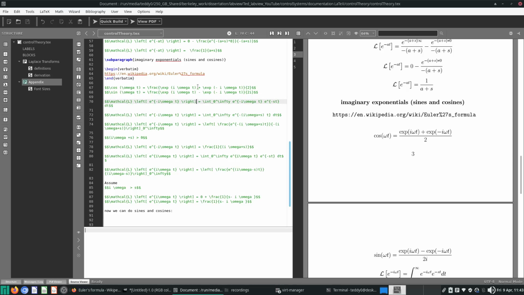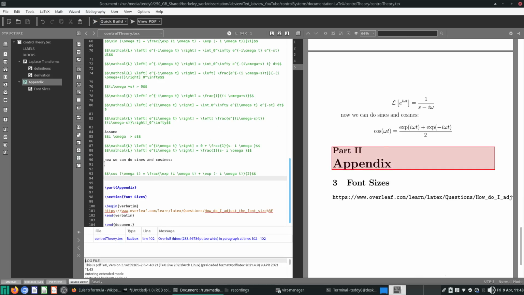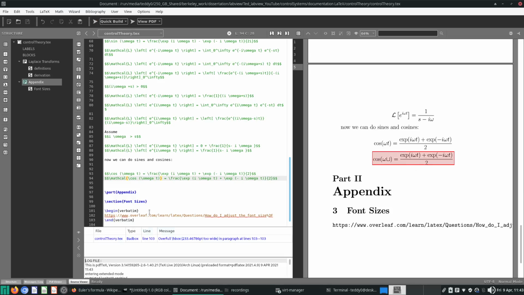Let's see how much time I have remaining first. Okay, so cosine is this, so let's just do the Laplace of that. I want the Laplace transform, math cal L, of cosine omega t. The 2 we can just leave out, and then we'll just add these two things together.